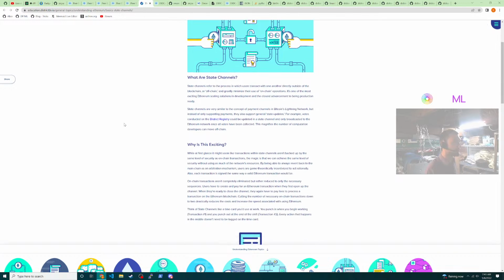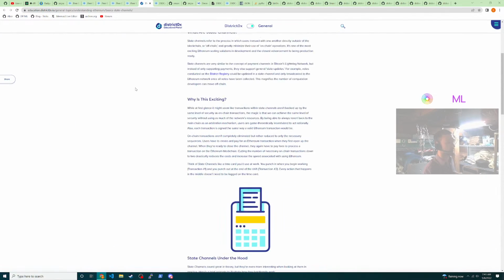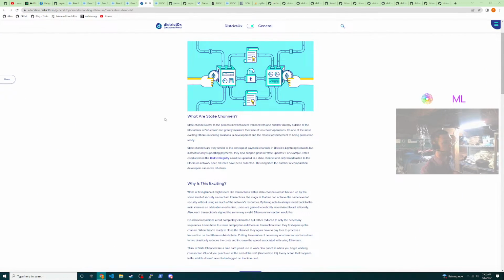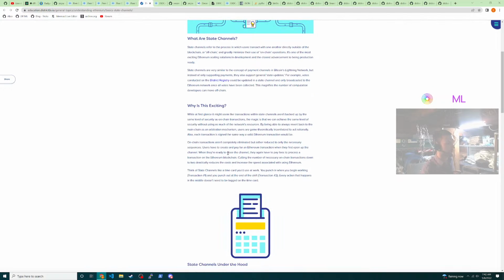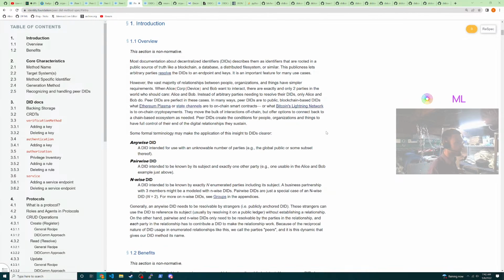So what is this? The basics of state channels. Okay, so this is exactly what we're talking about: there's just not a lot of good ways to get data on and off the blockchain, right? And so this is how we're going to do it. They move the bulk of interactions off chains, but offer options to connect back to chain-based ecosystems as needed. Exactly, right? So this is how we're going to bridge our Web 2 to our Web 3.